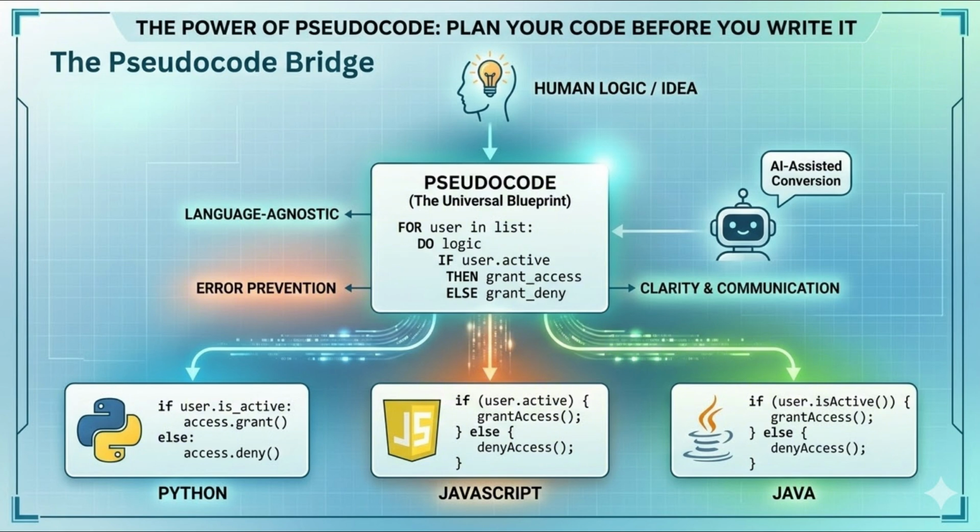AI as a tool for pseudocode. Modern AI models are incredibly effective at converting well-structured pseudocode into functional code in various languages. Instead of asking an AI to write a user authentication function, you can provide it with your pseudocode. This gives you more control over the logic while still leveraging the AI's ability to handle syntax and boilerplate code, effectively making the AI a powerful productivity tool rather than a replacement for your own thinking.